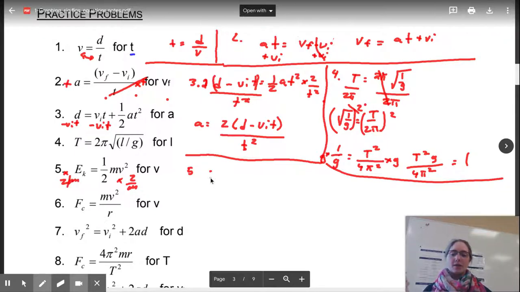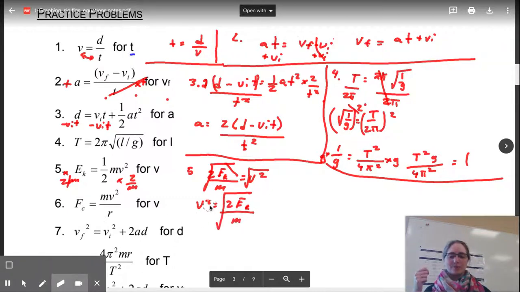I'm going to wind up with 2 Ek divided by m is going to equal v squared. Square root both sides, that cancels. So I am left with v equals the square root of 2 times Ek divided by m. All right? Okay.